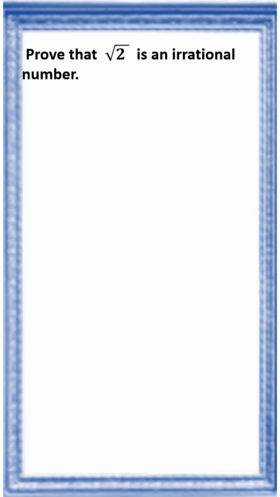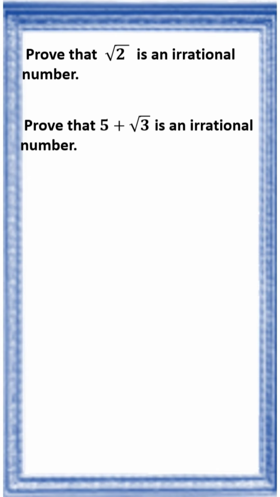Another important question that appears is of the type: prove that square root of 2 is an irrational number. Similarly, square root of 3, square root of 5, square root of 7, etc. We can prove that it is an irrational number. Another type of question is: prove that 5 plus root 3 is an irrational number.